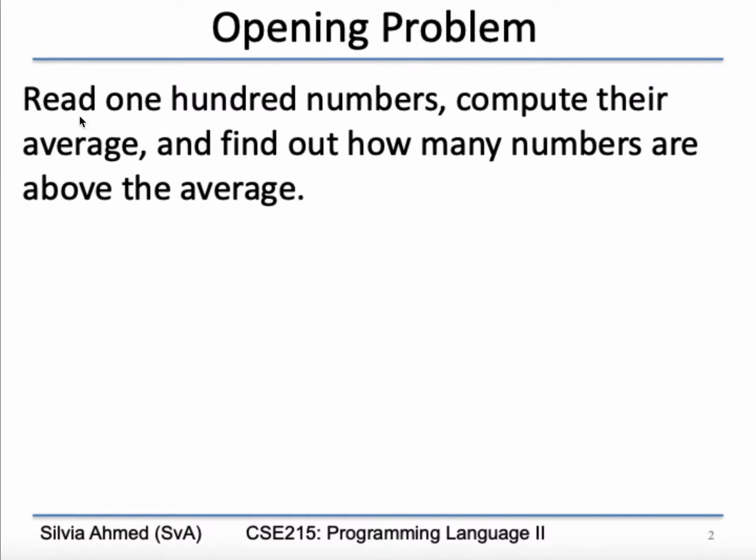It says: read 100 numbers, compute their average, and find out how many numbers are above the average. So if we are asked to solve this problem, let's solve it one by one. First, it says read 100 numbers and compute their average. So let's solve this problem first. Read 100 numbers and compute their average.